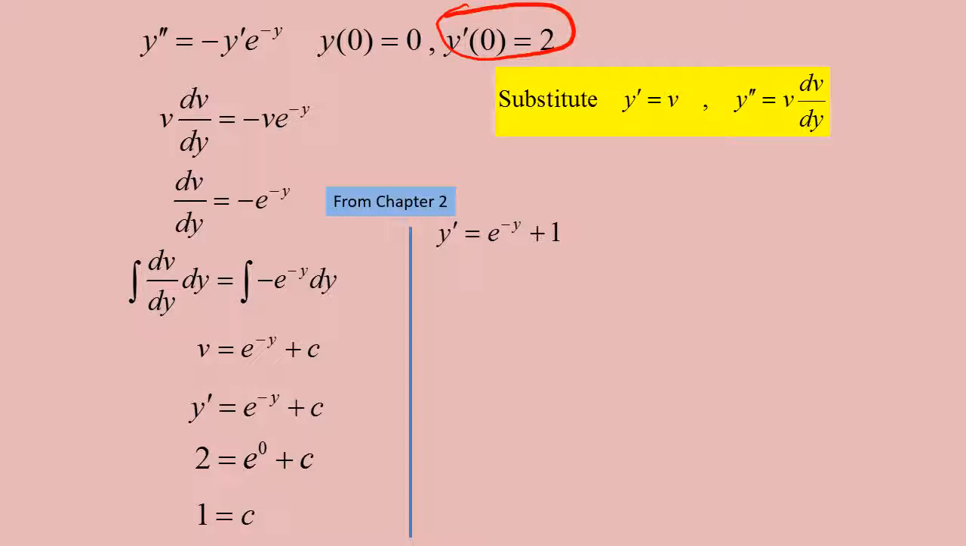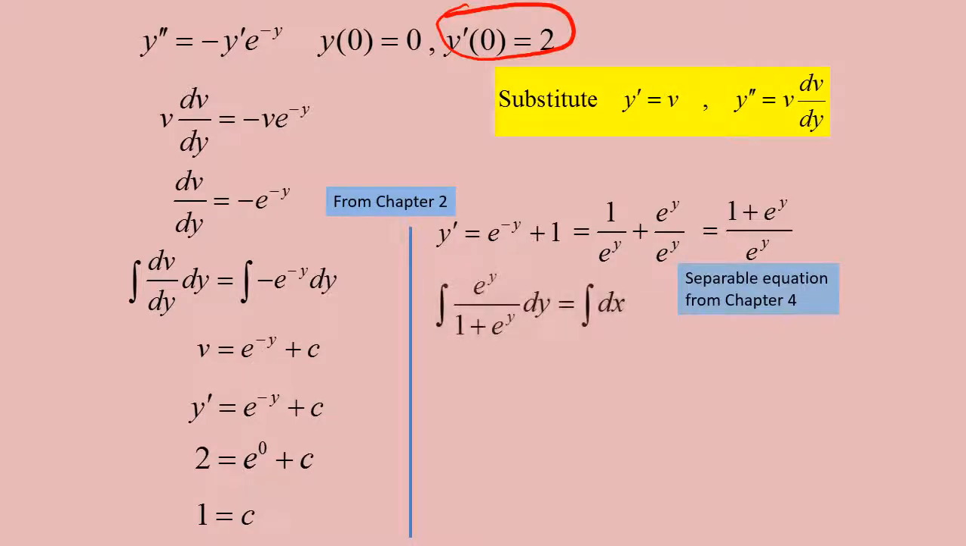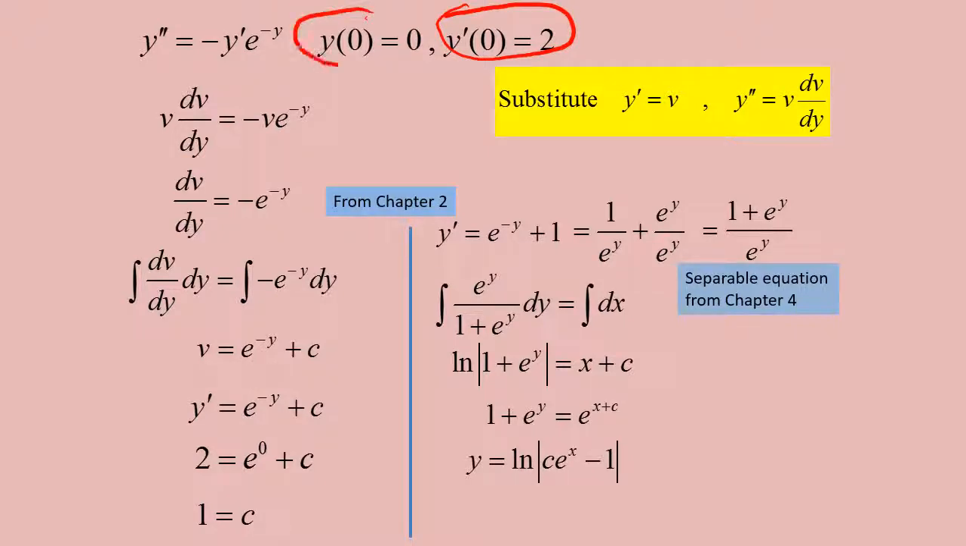Then we'll finish that by solving that differential equation. And again, we would like to recover the y. So we can use our other condition, y of 0 equals 0, to find the final constant.